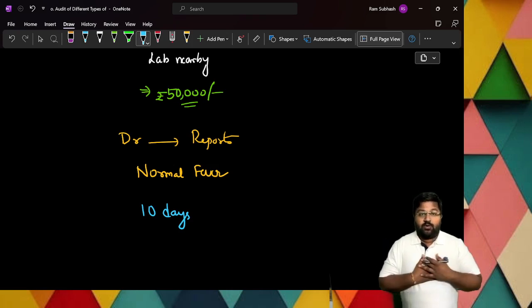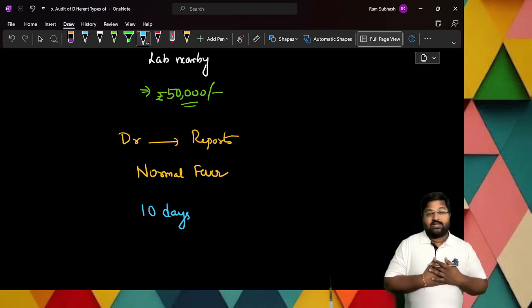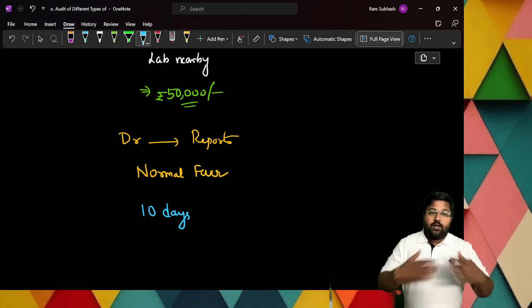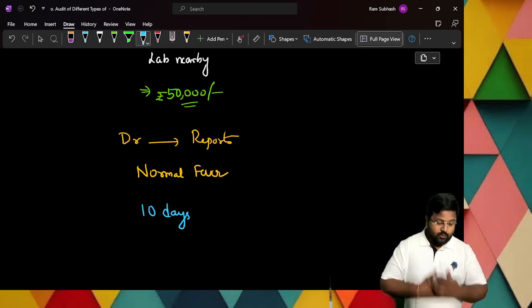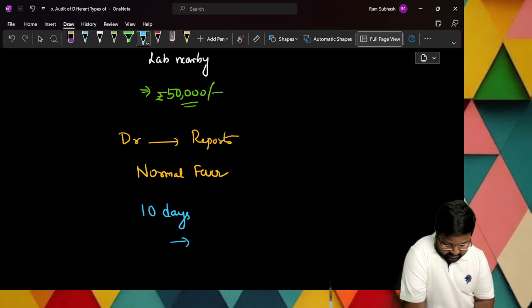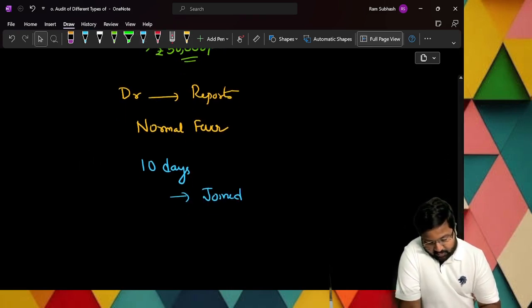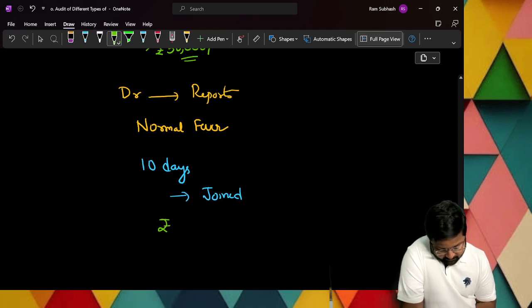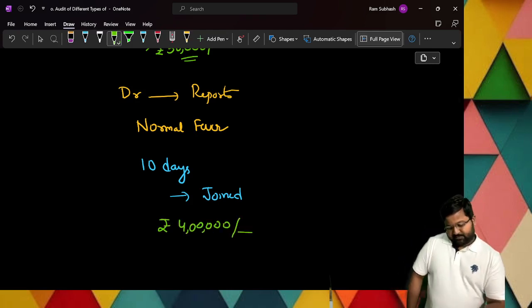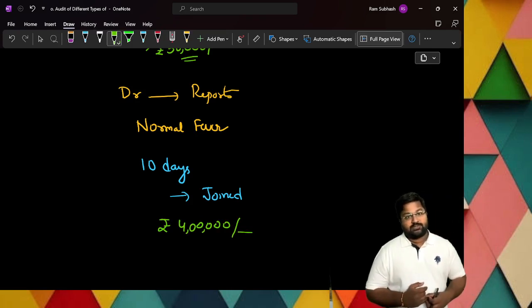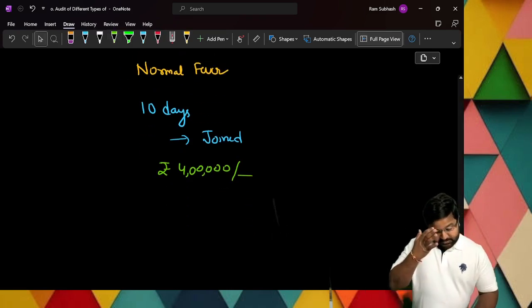So what will that guy do? Definitely, sir, I will do whatever you tell, sir. Please save my life. So this is the scenario. So what did that guy do? He joined the hospital for 10 days. They billed him around 4 lakhs. They billed around 4 lakhs. Super. So it's a good revenue.